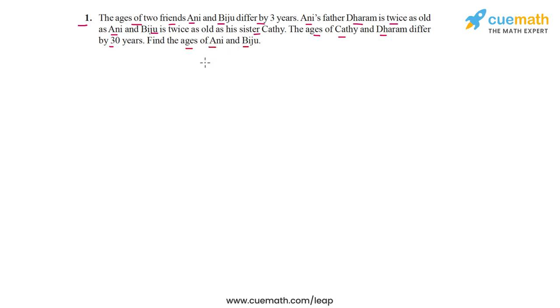So the two unknowns in this question are the age of Ani and the age of Biju. So let's assume that Ani's age is A years, A for Ani, and let's assume that Biju's age is B years. Now we are told that the ages of Ani and Biju differ by 3 years. So the difference between A and B is 3.